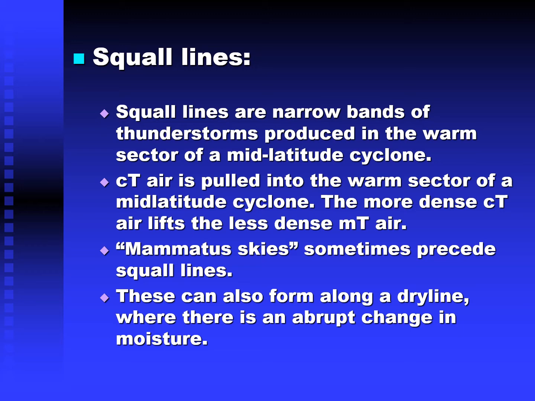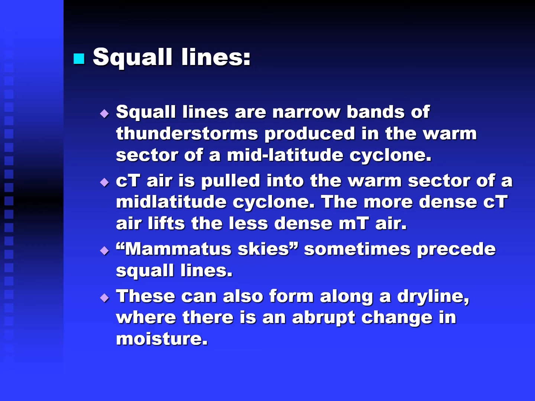Okay, so squall lines are narrow bands of thunderstorms that can be produced in the warm sector of a mid-latitude cyclone. And this is going to involve the dry line and the continental tropical air mass. We discussed this in class this past week. So remember, the continental tropical air mass is hot and dry, only around in the warm months, forming in Mexico, Central America, and then migrating into the desert southwest of the United States. So continental tropical air is pulled into the warm sector of a mid-latitude cyclone.